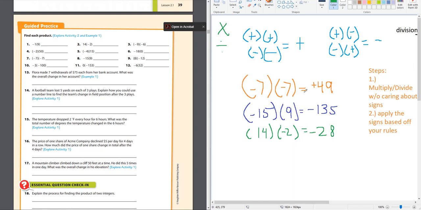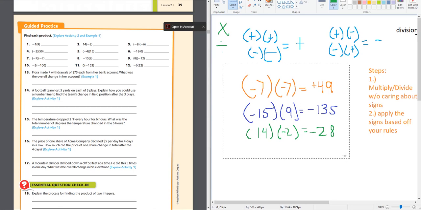So as long as it's the same thing every time, there's nothing really different about it. You're just going to multiply or divide as if you're not caring about the signs. Then at the end, you apply the signs based off of your rules. Again, just like the chart with the left and right, you should also have this next to it. It's really useful until you memorize it and you can do it without looking. But for now, like training wheels, they're really good to have.